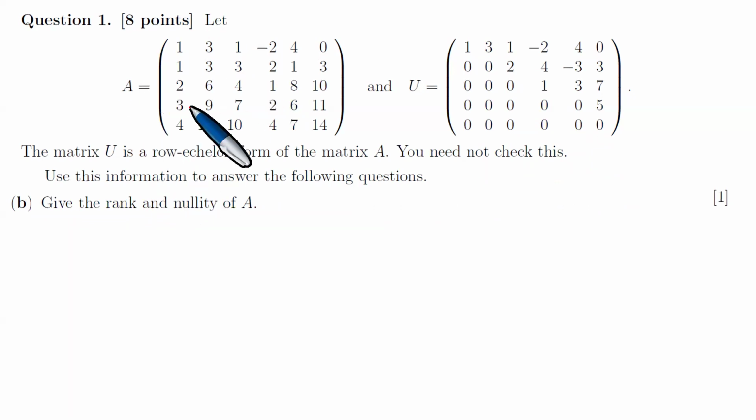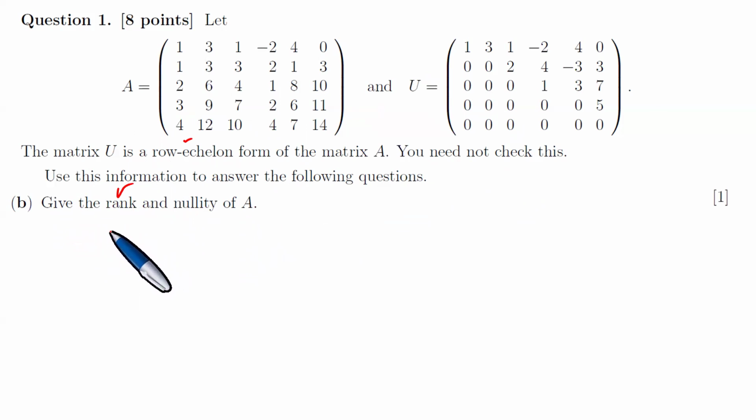Right, so we're given the matrix A and the matrix U, which is the row echelon form of the matrix A. You need not check this. Use this information to answer the following questions. Give the rank and nullity of A. First, we speak about the rank of A.